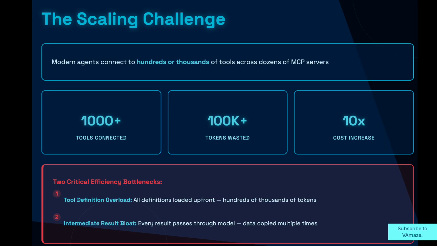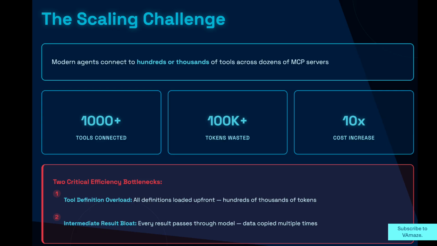The scaling problem. As developers build more ambitious agents, they're connecting them to hundreds or even thousands of tools across dozens of MCP servers. This is where we start to see critical efficiency issues emerge. There are two main problems that arise at scale. First is tool definition overload. The typical approach is to load all available tool definitions up front directly into the model's context window. Each tool definition includes descriptions, detailed parameter specifications with types and requirements, and information about what the tool returns. Now, this doesn't look that bad for 2 tools, but imagine this for 1,000 tools, or 10,000. Some enterprise agents are connecting to that many systems.